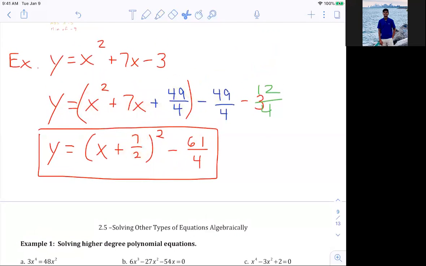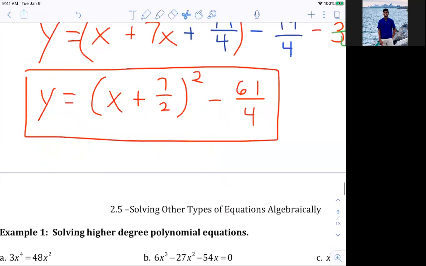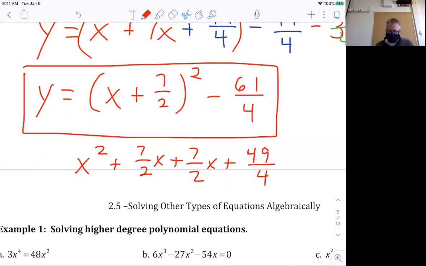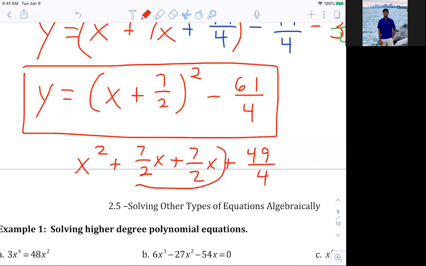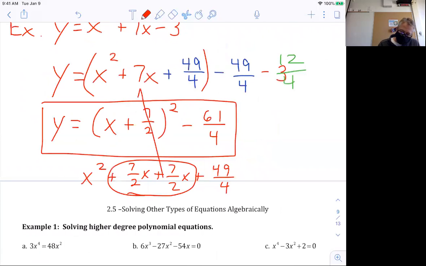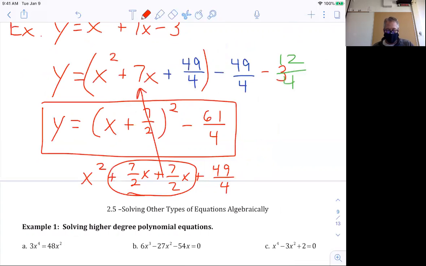Wait, what about the middle term 7x? Like if you do, would it be x squared and then 7 over 2x plus 7 over 2x, right? Right. Yep. It'd be x squared plus 7 over 2x plus 7 over 2x plus 49 over 4, right? Yeah. So 7 over 2 plus 7 over 2 is 14 over 2, which is 7, right? Okay. It's great that you're thinking it through. You're doing exactly what you should, which is think about why that would be. And of course, we have 49 over 4 on the end. So it does check out.